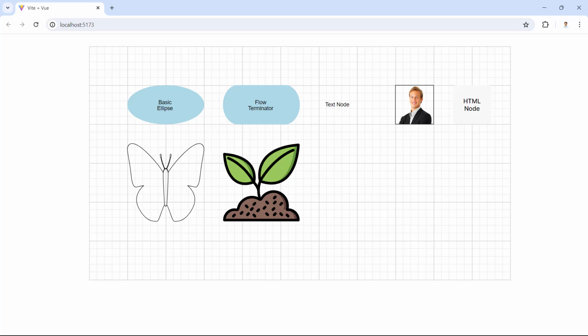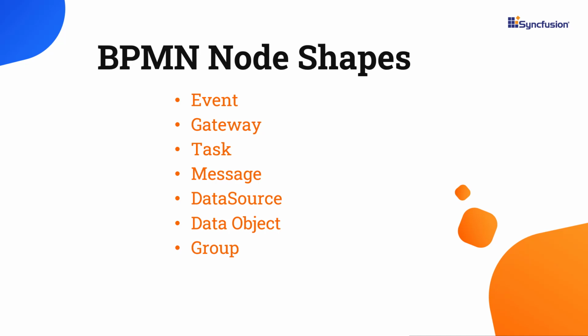Next, I will show you how to create a BPMN node type. Here is the list of built-in BPMN shapes. Each shape is used to represent an internal business procedure in a graphical notation and enable you to communicate the procedures in a standard manner.